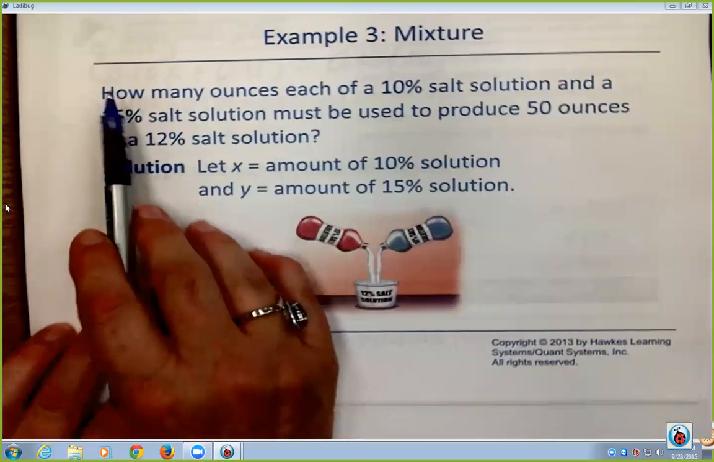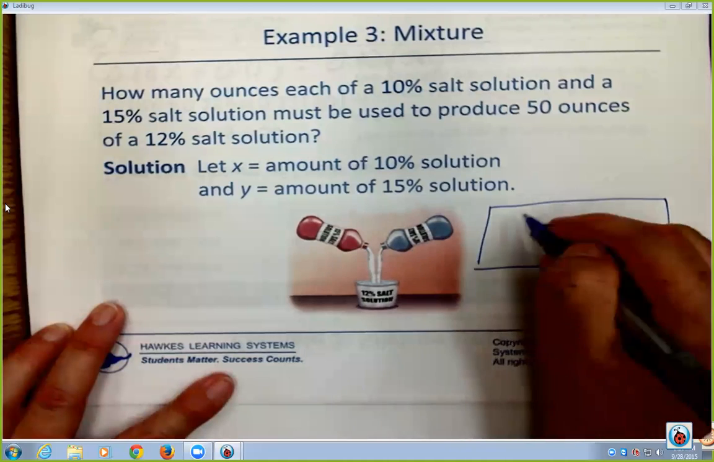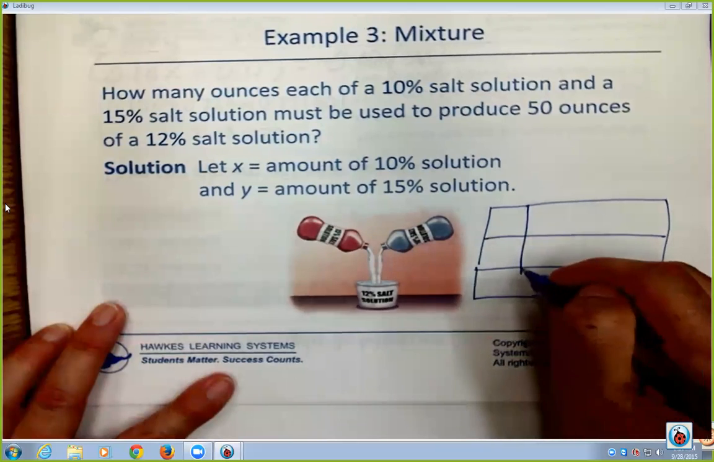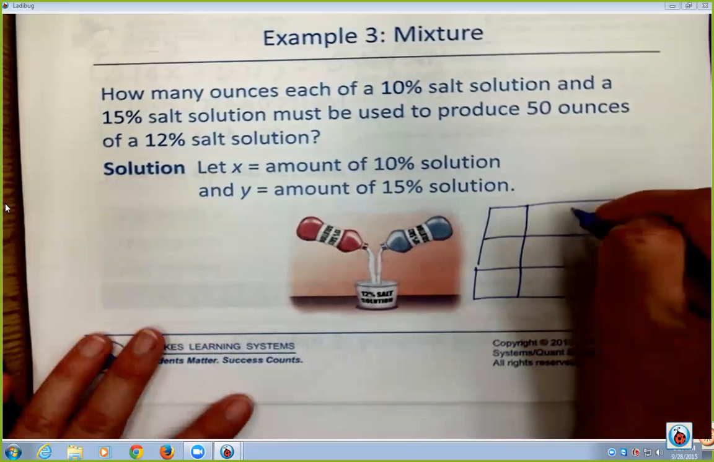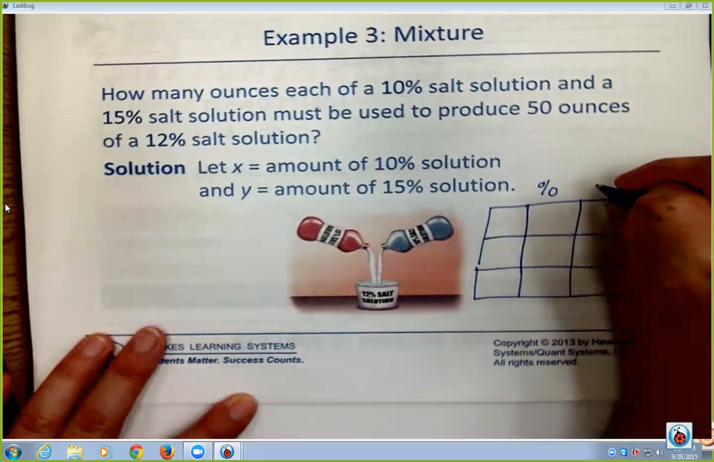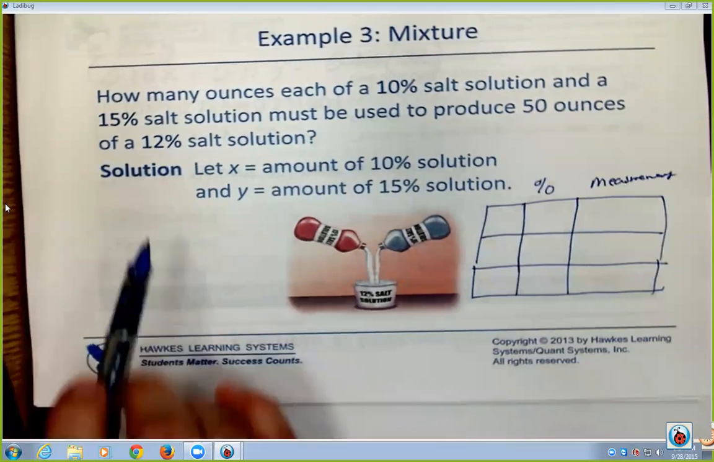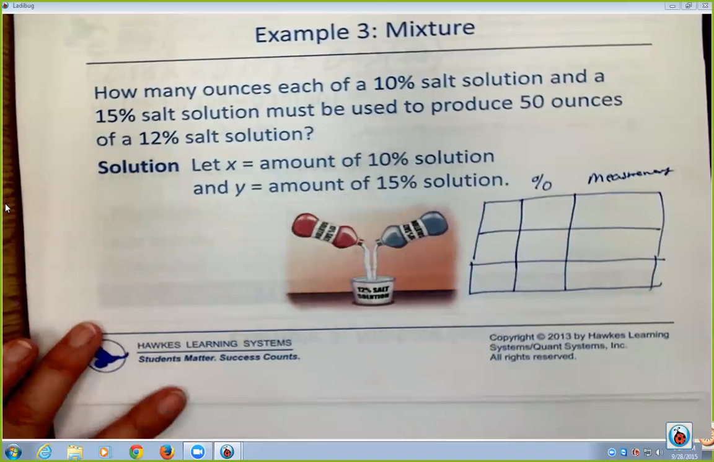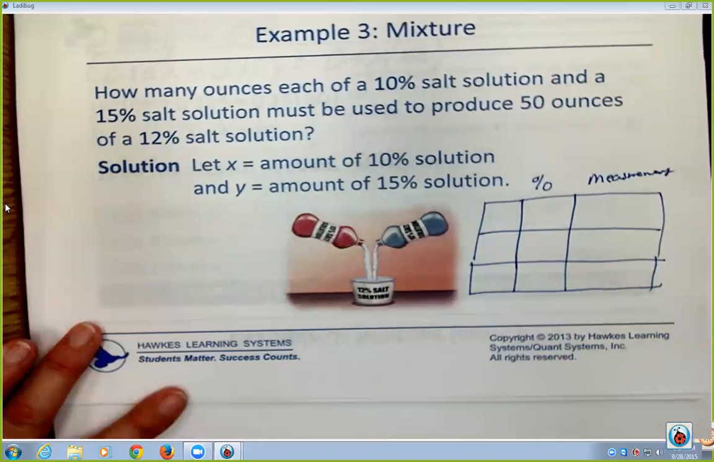So in my mixture, we're going to still have percentages, and we're going to chart this thing, but we're going to chart it with 3 boxes instead of 2 because you're going to have your percent and you're going to have whatever your measurement happens to be. It says how many ounces each of a 10% salt solution and a 15% salt solution must be used to produce 50 ounces of a 12% solution.